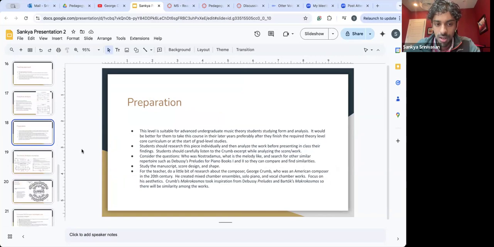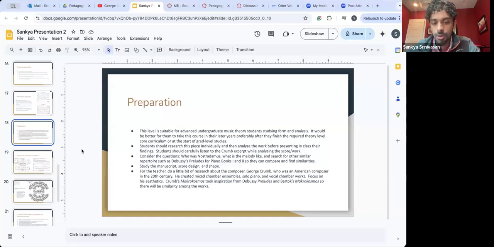So, some preparation. This level is suitable for advanced undergraduate music theory students studying form and analysis. It would probably be better to take this course in their later years, preferably after they finish the required theory level core curriculum or at the start of grad level studies. Students should research this piece individually and then analyze the work before presenting in class their findings.